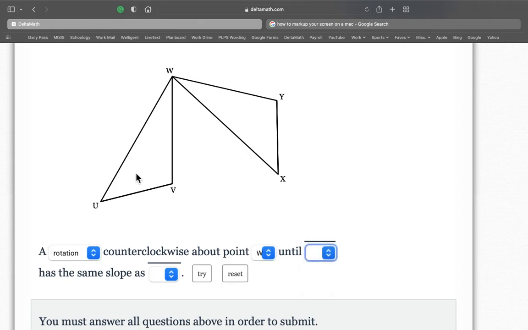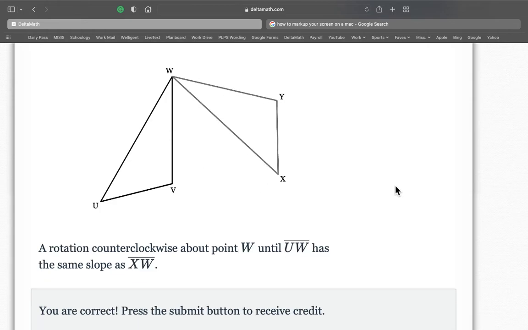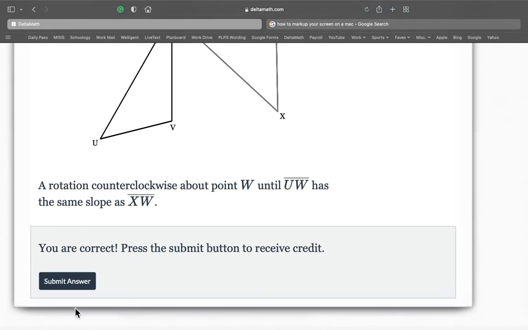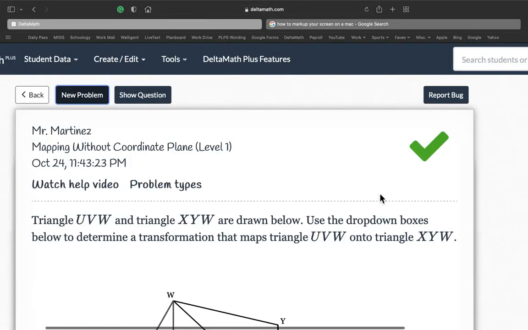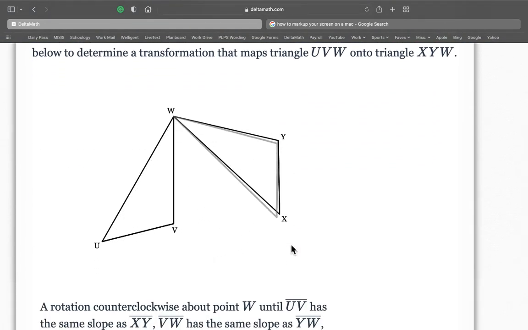I want this long part, WU, to match up with this long part, WX. So UW, remember we can say it backwards, has the same slope as XW. We're going to try that out. Perfect, look at that. We're going to hit submit. We're going to hit yes. And perfect. Look at that.